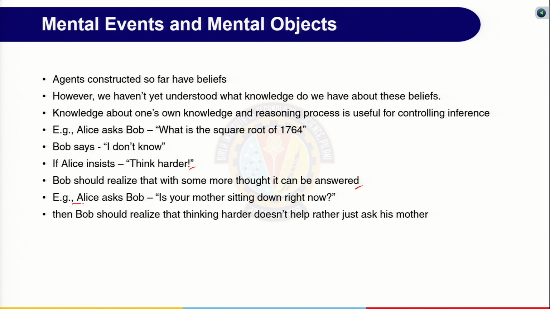Another example can be Alice asks Bob, is your mother sitting down right now? In such a case, if Bob says, I don't know, then there is no point in thinking harder. Bob should realize that thinking harder doesn't really help. Rather, what he should do is just ask his mother whether she is sitting down or not, and that would give us the truth value of that particular question.